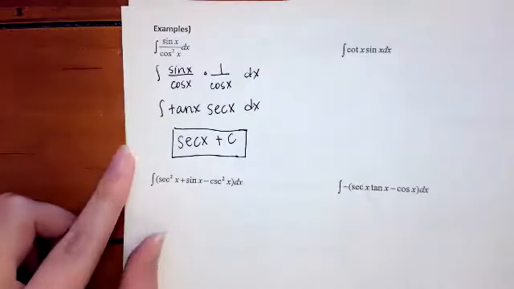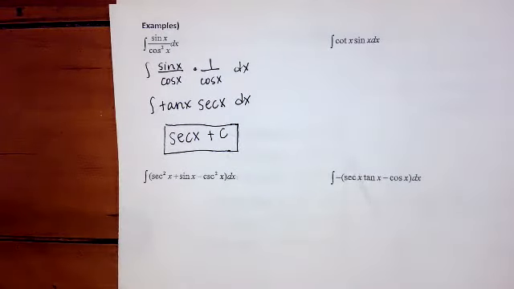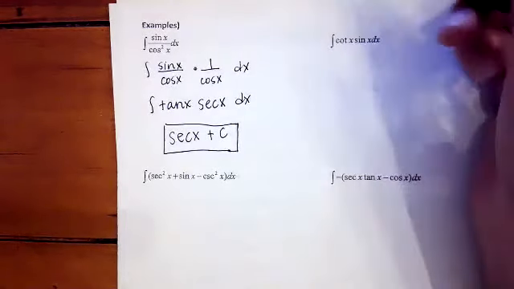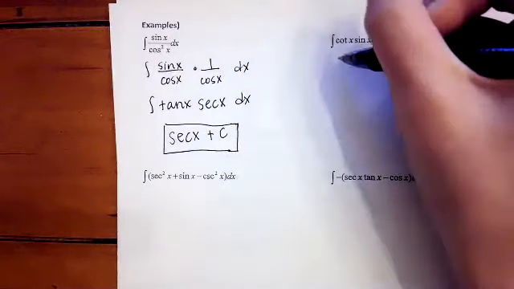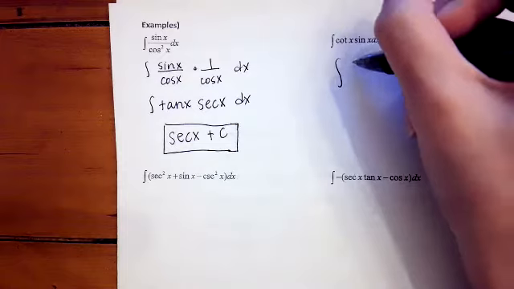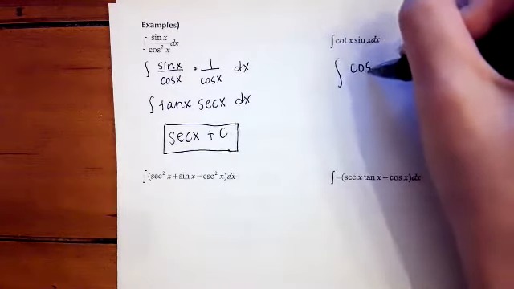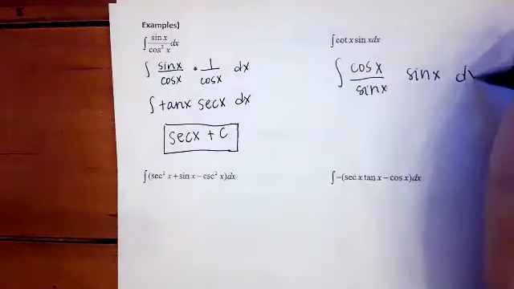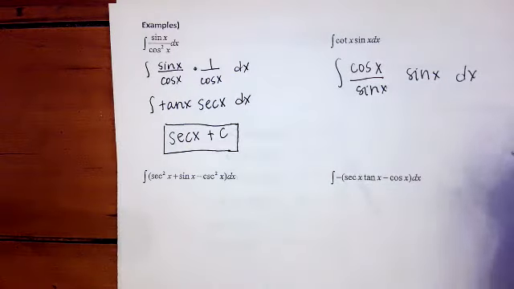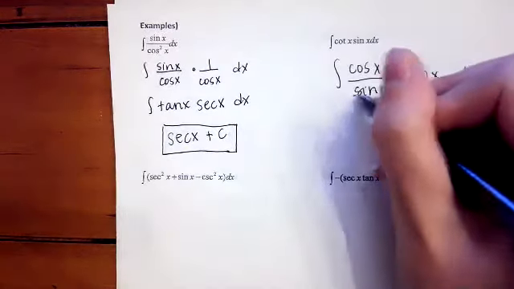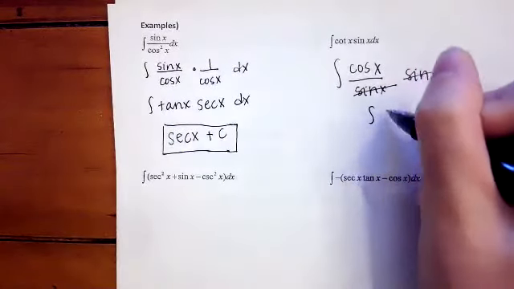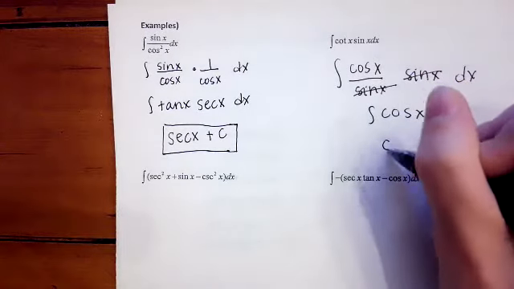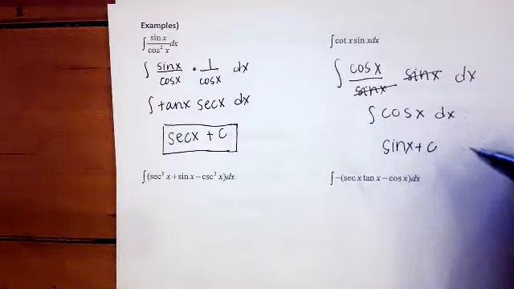Okay. This next one, again, on my list of those 6, I do not have cotangent sine, but we know that cotangent is cosine over sine. Okay, so once I've translated cotangent with an identity, I see that these sines are going to cancel out, and I'll have the integral of cosine x dx. The integral of cosine is sine x plus c.